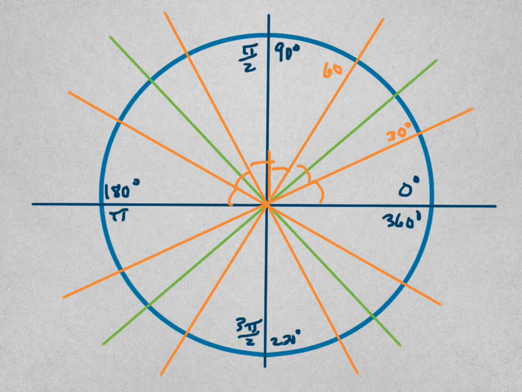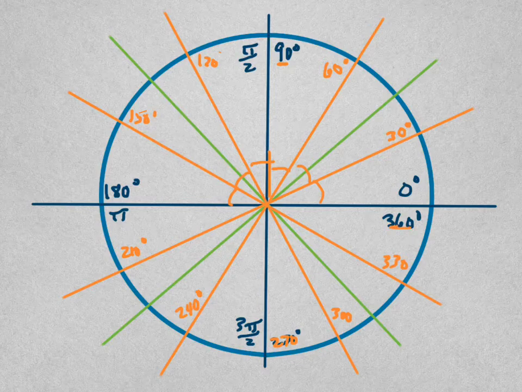Add another 30, you get 60. Add another 30, you get 90. Add another 30, you get 120. Add another 30, you get 150. Add another 30, you get 180. Add another 30, you get 210. Add another 30. Notice I'm skipping the green because I'm just going by 30s. You get 240, then you get 270 right here. Then you get 300 right here. Then you get 330, and then you get 360.